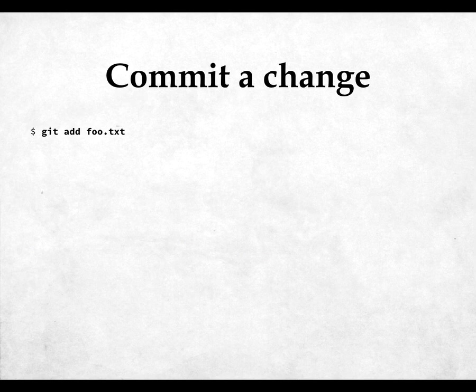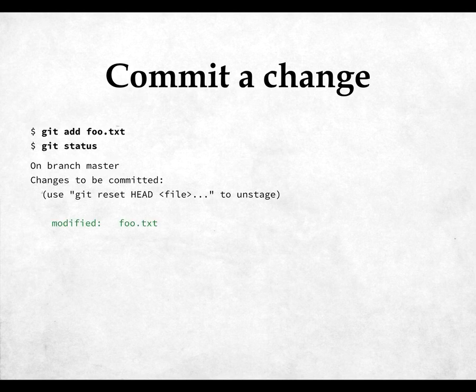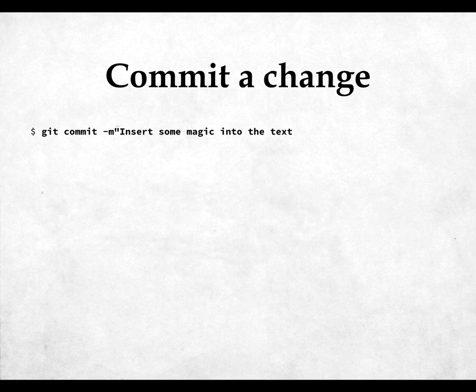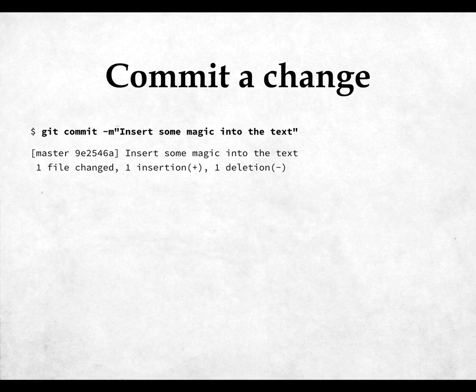So again, we'll just say git add, so add those changes to the index. Once again, we'll do git status, it just tells us it's modified, and again git commit with a message, and it tells us that one file's changed.